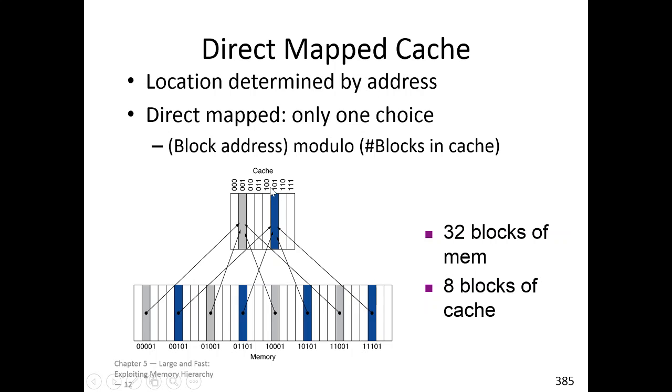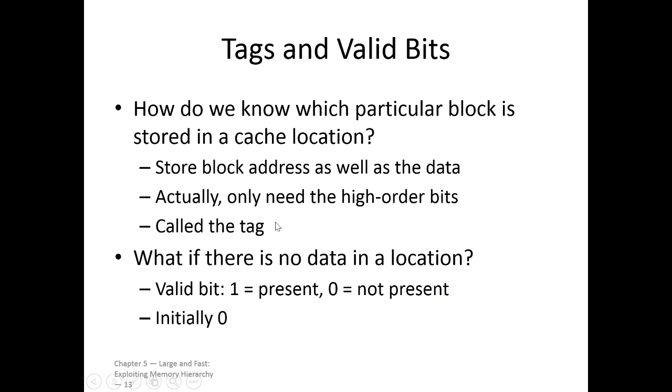So that's why we've got to have this little tag here, because 101 and 101 is the same. So we need the tag of what's left in front, because which one of these addresses is actually stored in cache block 6? So let's talk about that. We solved one problem and created another. So how do we know which particular block is stored in a cache location? Well, we need to do a couple things.